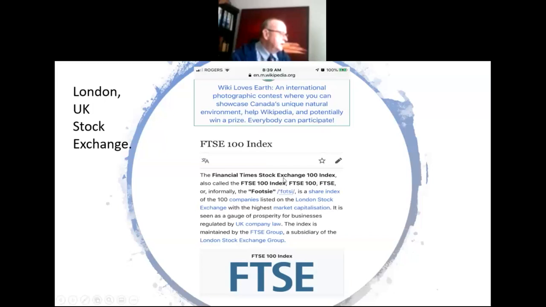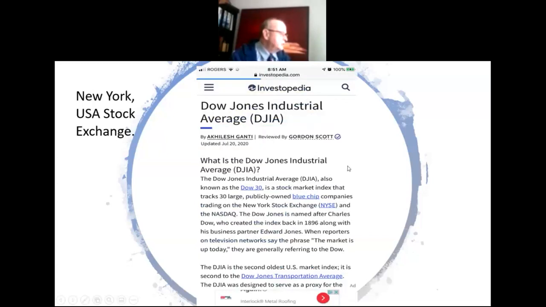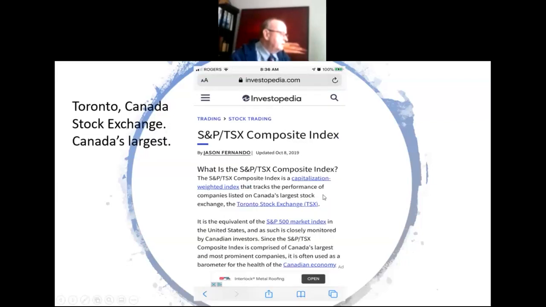Oftentimes there's a number after the name of the exchange that indicates how many companies are on that stock market index. So the Dow Jones Industrial Average, the Dow 30, looks at the largest 30 publicly traded blue chip companies. And the S&P 500 market index is looking at the top 500 companies in the United States. Sorry, the S&P Toronto market is tracking the performance of Canada's largest stock market exchange, looking at Canada's largest companies.